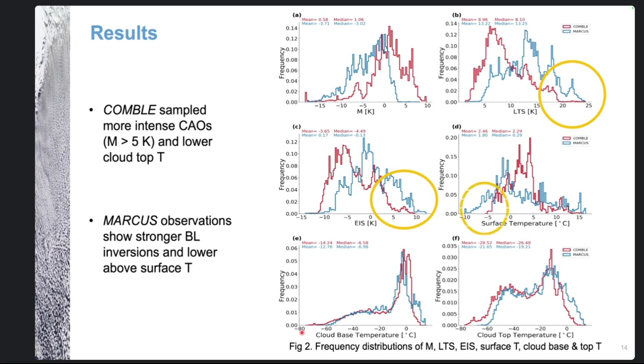And we should also mention that although COMBLE samples more intense cold air outbreaks, MARCUS looks like it has a lower above-surface temperature. I need to mention that the surface temperature here is not the skin surface temperature. It's the lowest level the sounding can measure. So actually it's the above-surface temperature.